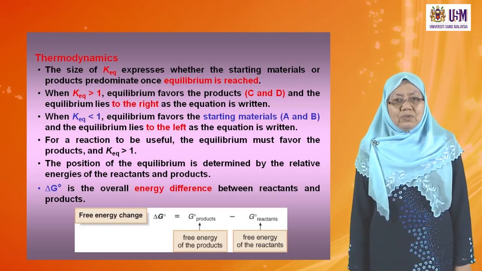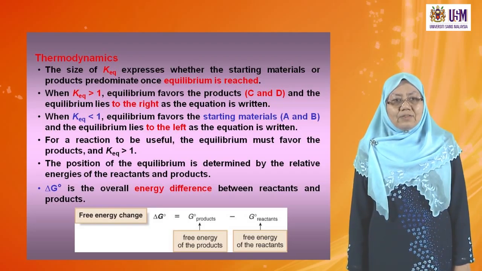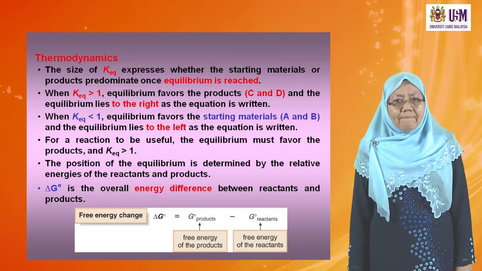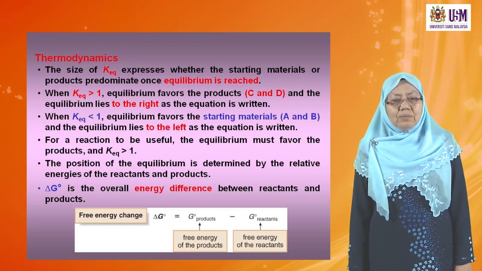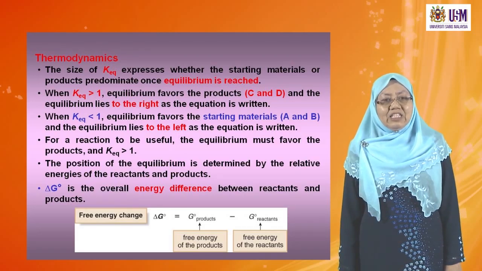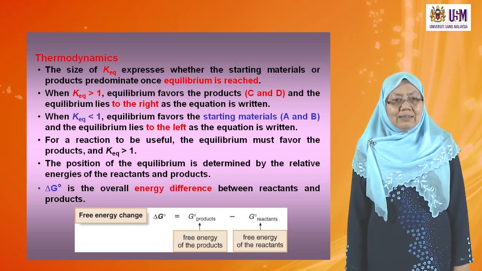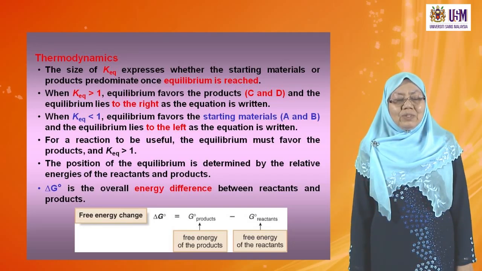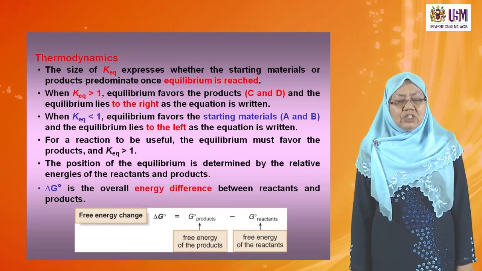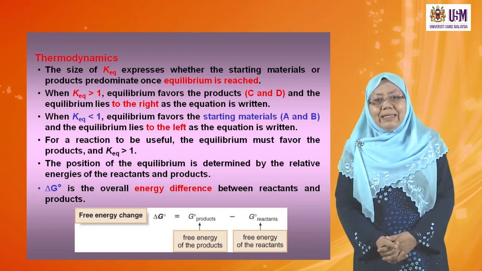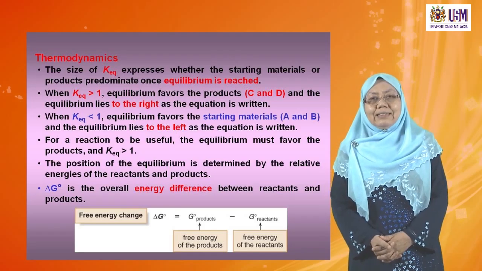For a reaction to be useful, the equilibrium constant must favor the products, and therefore the equilibrium constant must be more than 1. The position of the equilibrium is determined by the relative energies of the reactants and products. Delta G naught is the overall energy difference between reactants and products. Delta G naught is the free energy change, and this is equal to the free energy of the products minus the free energy of the reactants.